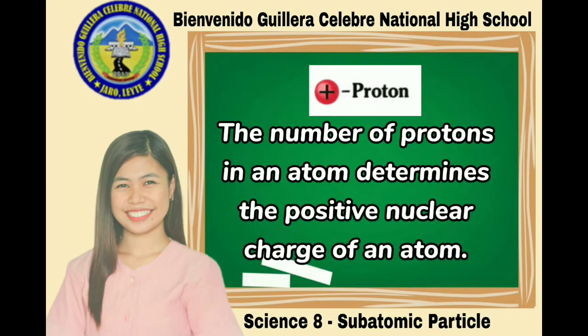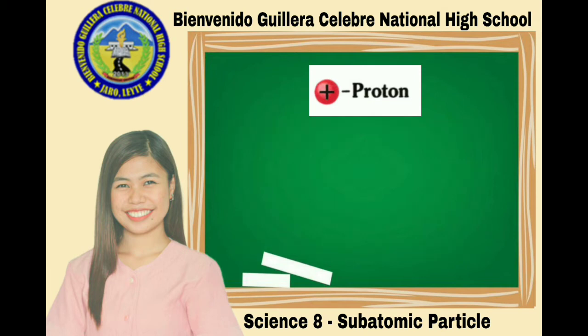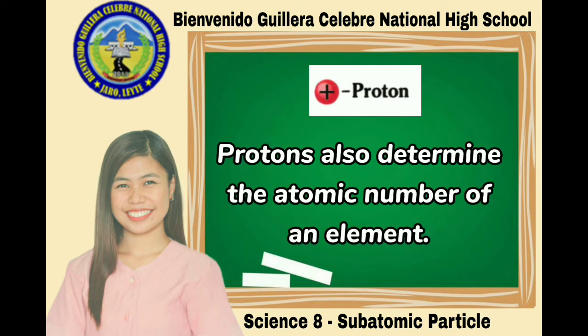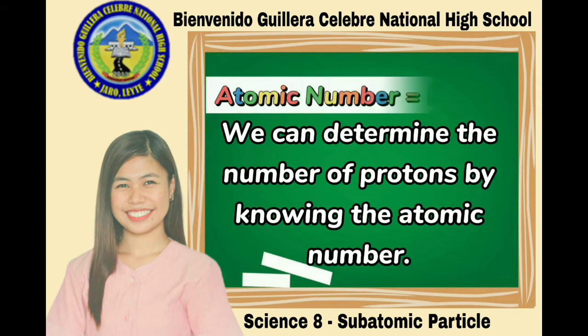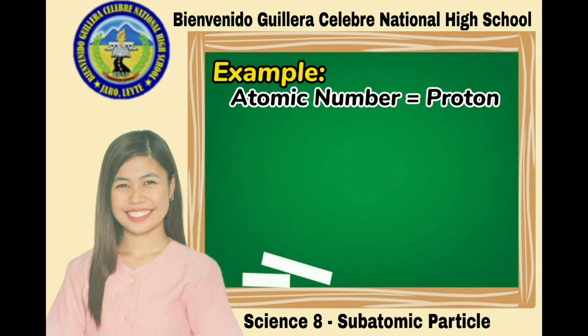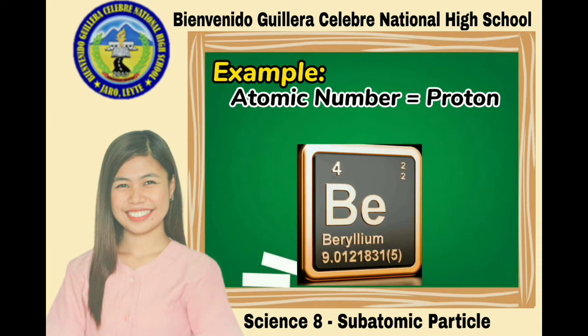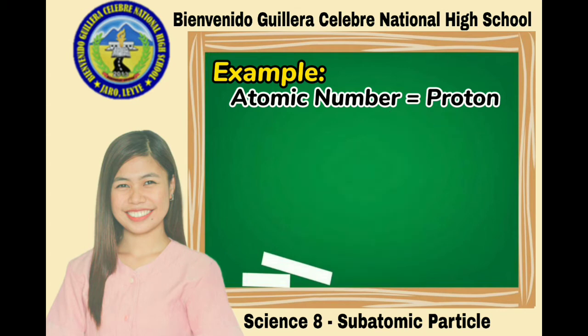The number of protons in an atom determines the positive nuclear charge of an atom. Protons also determine the atomic number of an element. We can tell how many protons an atom of an element has by knowing its atomic number. For example, the element beryllium. The element beryllium has an atomic number of 4. An atom of beryllium therefore has 4 protons.